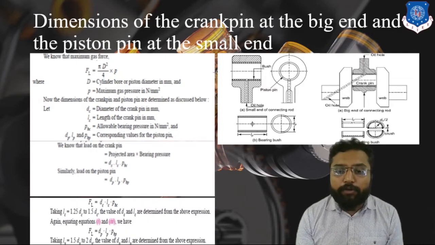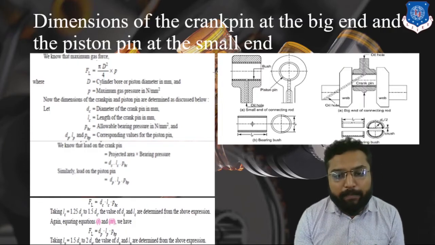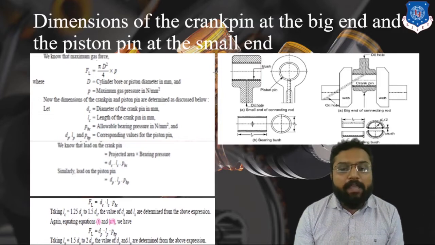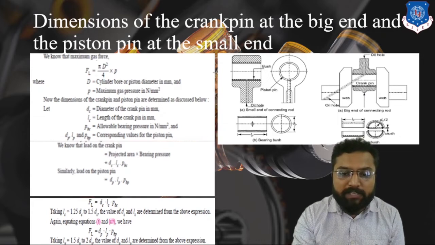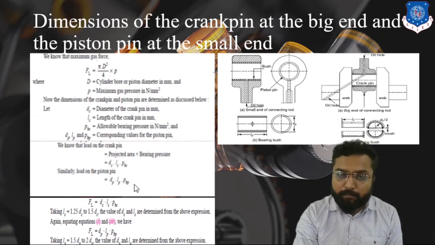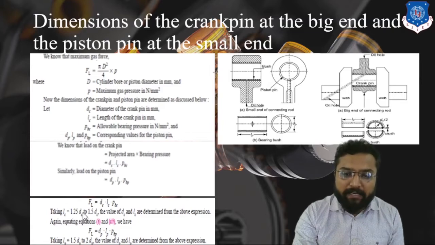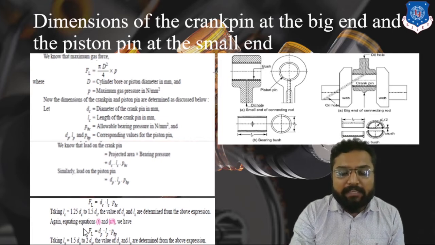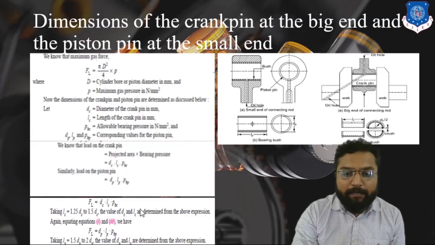After that, we are going to determine the force acting on our piston pin and crank pin. So this is the force at the piston pin and the force at the crank pin. Here we are also talking about the relationship between the dimensions. The length of the crank pin is 1.25 times the diameter of the crank pin. In the case of the piston pin, it is 1.5 times the diameter of our crank pin. Clear?